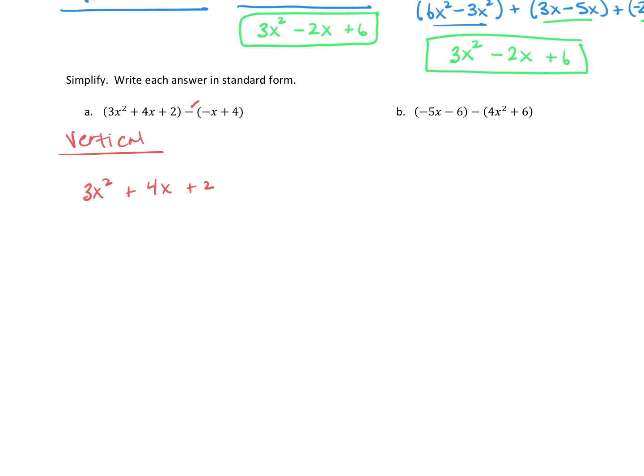So if you distribute the negative, negative times a negative x turns into a positive x. I'm going to put that below its like term. And then negative times 4 is a negative 4. All right, now the 3x squared will just come down. 4x plus x gives us a 5x, and 2 minus 4 is a negative 2.